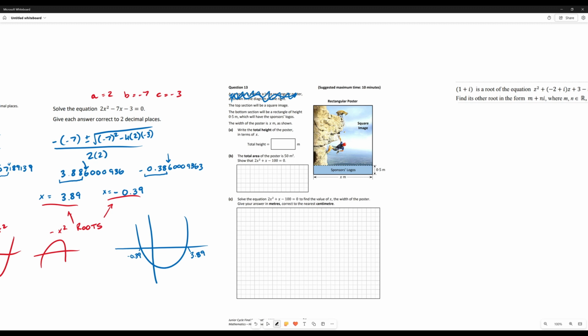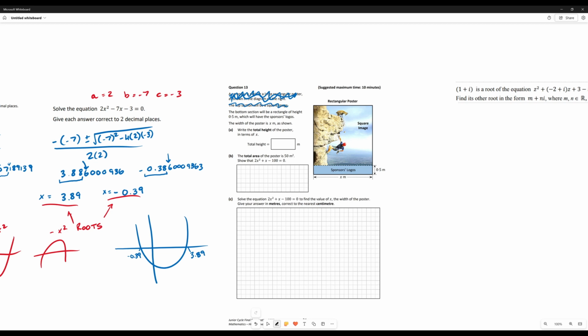The top section will be a square image. I'm not going to get rid of that because it's important that it's a square. I'm assuming they mean from this dotted line, up around here, this is a square. They say square image on the thing actually. So because it says square image here, you could potentially just get rid of that.